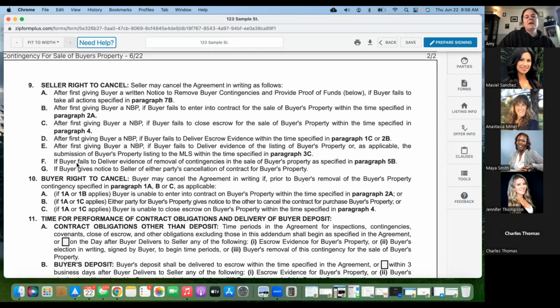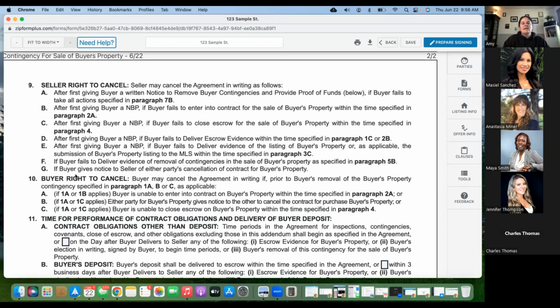Buyer fails to deliver evidence of removal of contingencies of the sale of the buyer's property as specified in paragraph 5B, right? They are required to provide that evidence. Or if buyer gives notice to seller that either party's cancellation of contract for the buyer's property. So if the buyer's property falls out of escrow, the seller then has the right to cancel the contract.